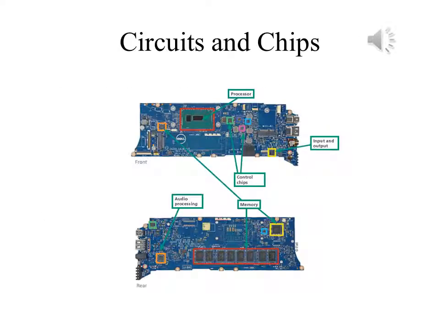In the top photograph, you can see where the processor sits. It will usually be one of the largest chips in the computer. Located near it are the control chips, which help coordinate how instructions are carried out. In the bottom photograph, you can see where the audio processing chip is located. This allows the computer to produce sounds. And lastly, you can see the multiple components labeled memory. It is in these components that the data currently being used is stored.